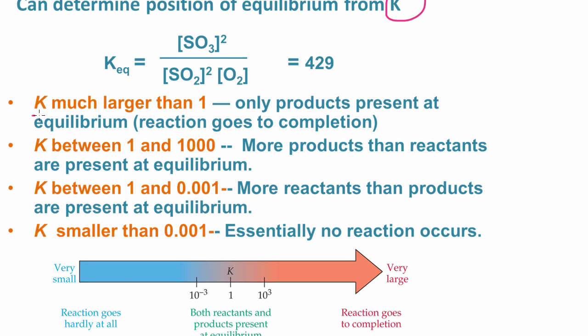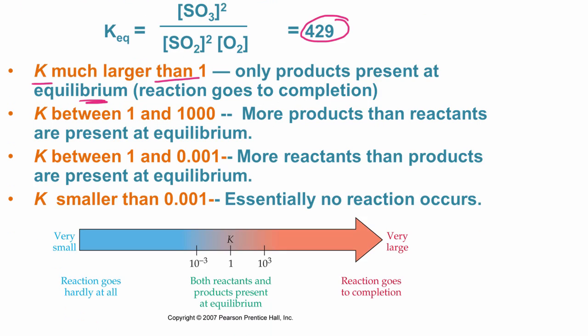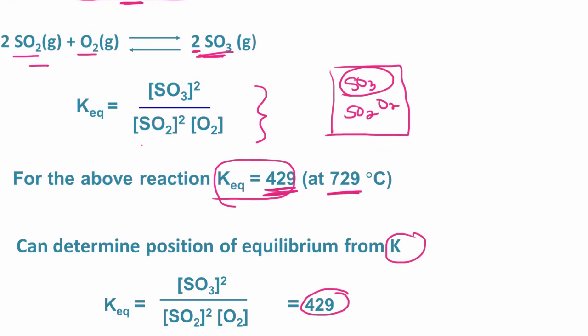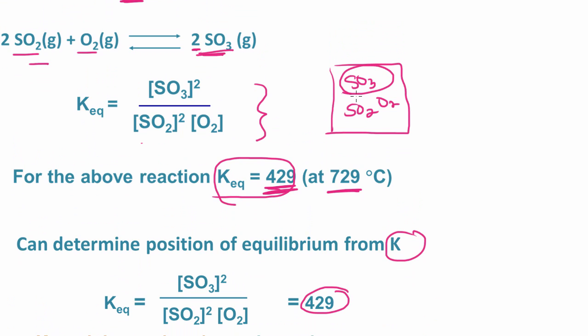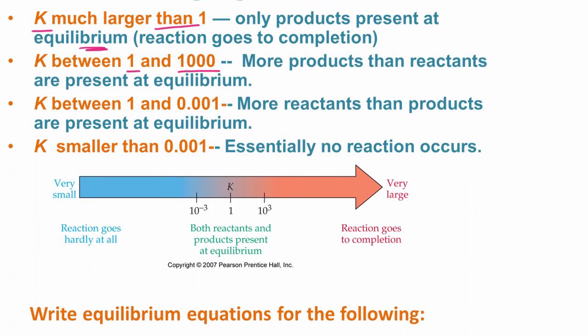If you have a value of K that is much larger than 1, then you can basically say that you only have products present at equilibrium. In other words, the reaction goes to completion. It's not reforming reactants. Now, if you have a K that's between 1 and 1,000, what that means is you're going to have more products than reactants present at equilibrium. So for our example, K is 429. So you're going to have a lot more of this and a very little bit of sulfur dioxide and oxygen.